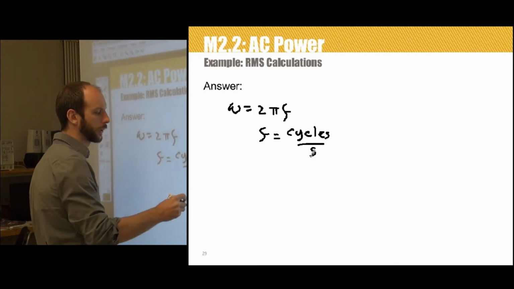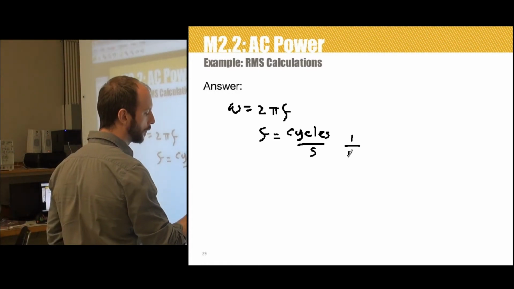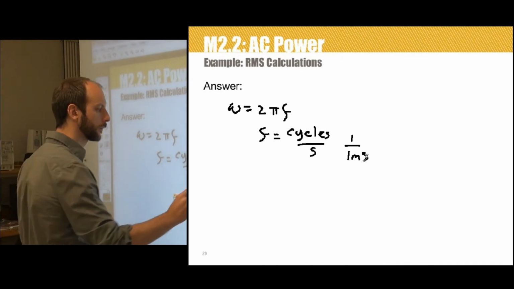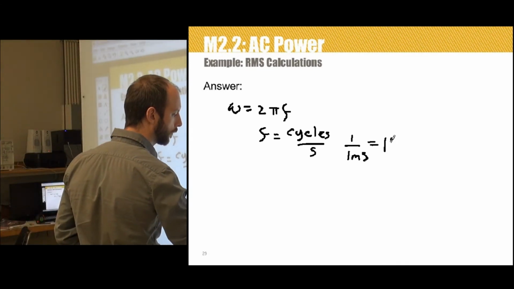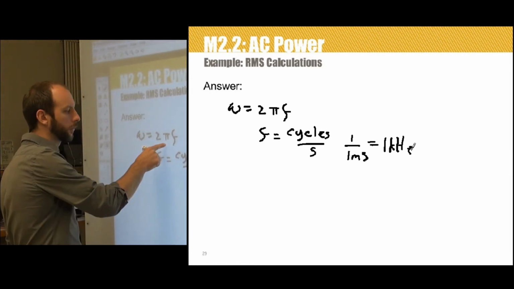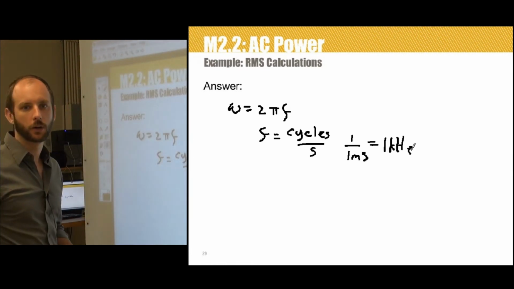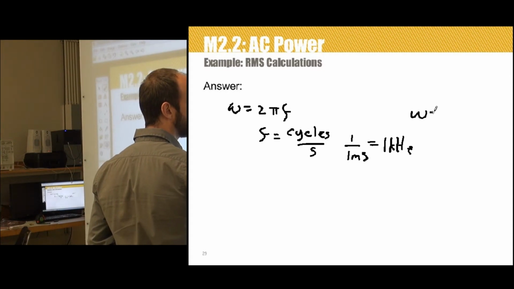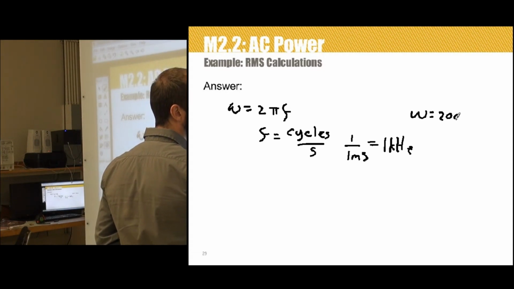If we do cycles per second, that's 1 cycle in 1 millisecond. You do that math, you get a kilohertz. Therefore, the angular frequency is just 2 pi times a kilohertz, or 2,000 pi radians per second.